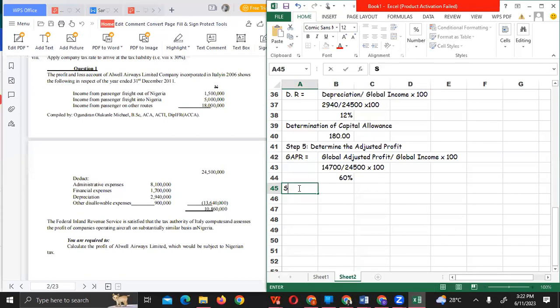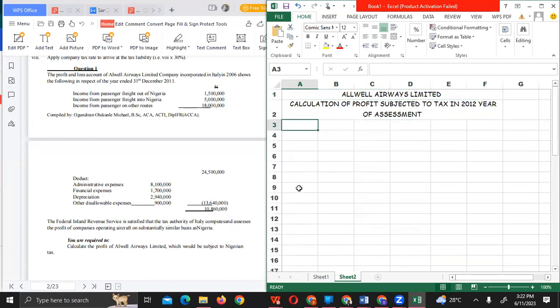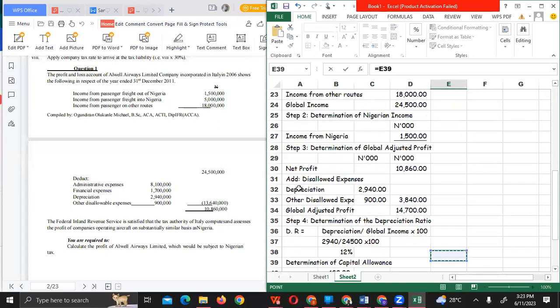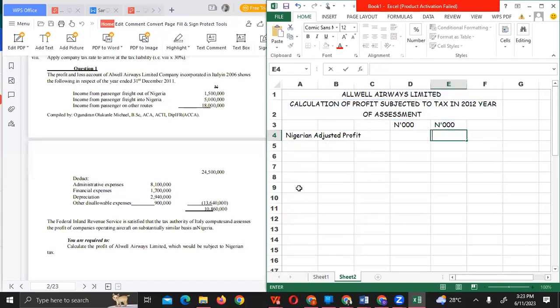So now the next thing will be for me to determine Nigerian adjusted profit. All right, so I will come here and put up a question. I mean, Nigerian adjusted profit. And so Nigerian adjusted profit, that's how much? That's 60% times 1.5.